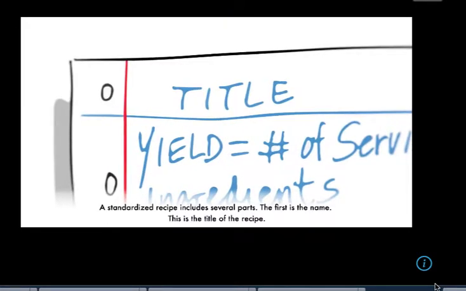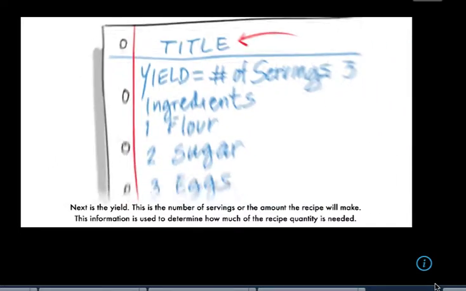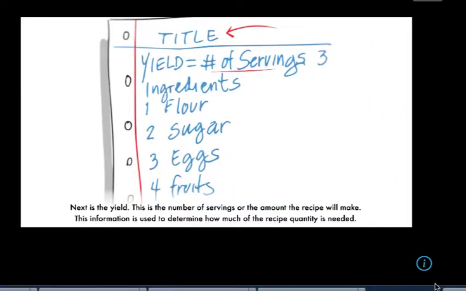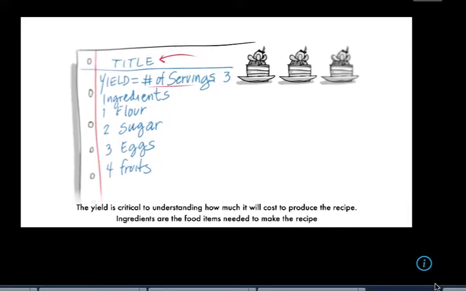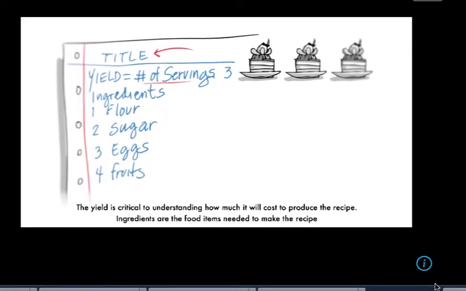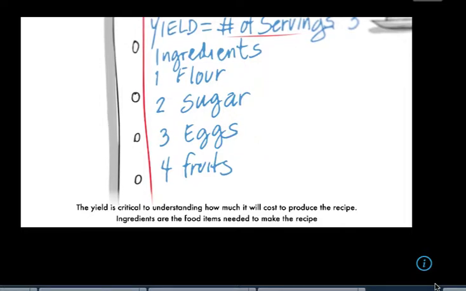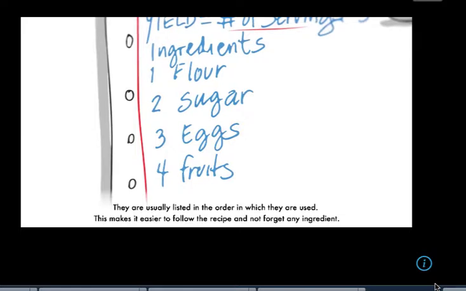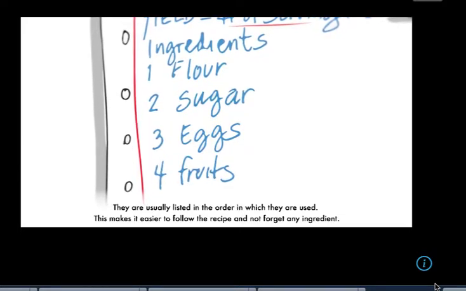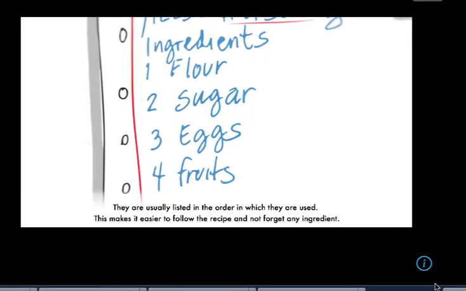A standardized recipe includes several parts. The first is the name. This is the title of the recipe. Next is the yield. This is the number of servings or the amount the recipe will make. This information is used to determine how much of the recipe quantity is needed. The yield is critical to understanding how much it will cost to produce the recipe. Ingredients are the food items needed to make the recipe. They are usually listed in the order in which they are used. This makes it easier to follow the recipe and not forget any ingredient.